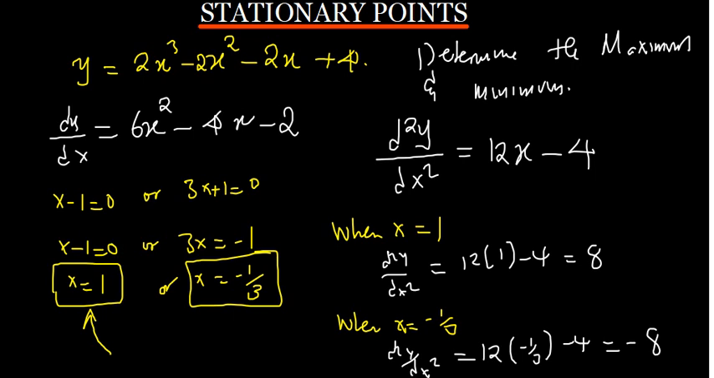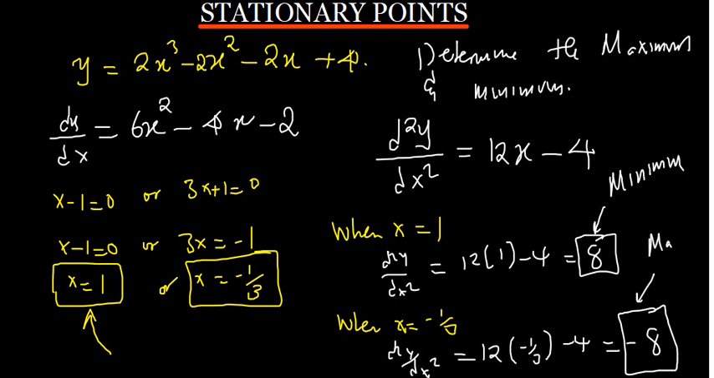So when you find this value as positive, this is a minimum. When you find this value as negative, this is a maximum. So this is how you determine the minimum and the maximum point, or the minimum and the maximum stationary or turning point.